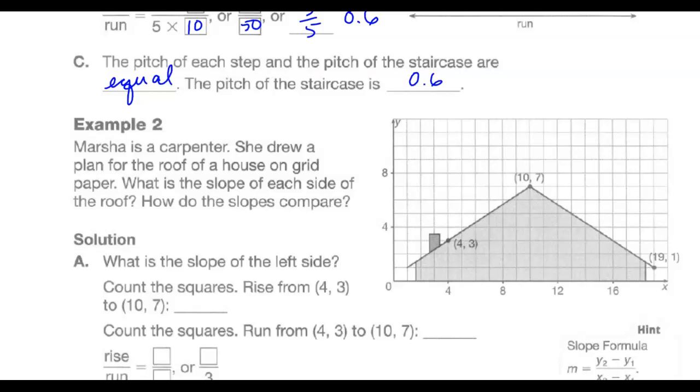So Marcia is a carpenter. She drew a plan for the roof of a house on grid paper. What is the slope of each side of the roof? How do the slopes compare? So you'll notice she used an x-axis and a y-axis. She's plotted some points here.